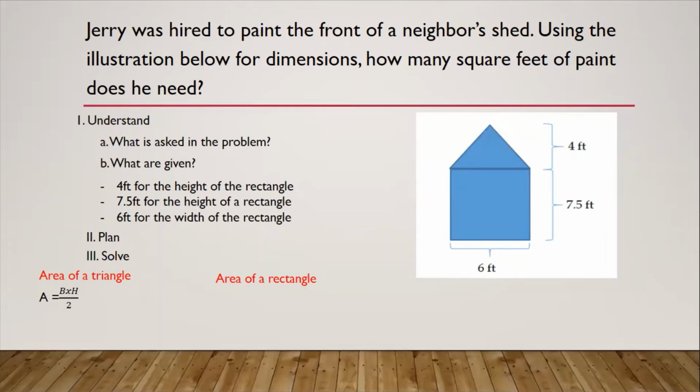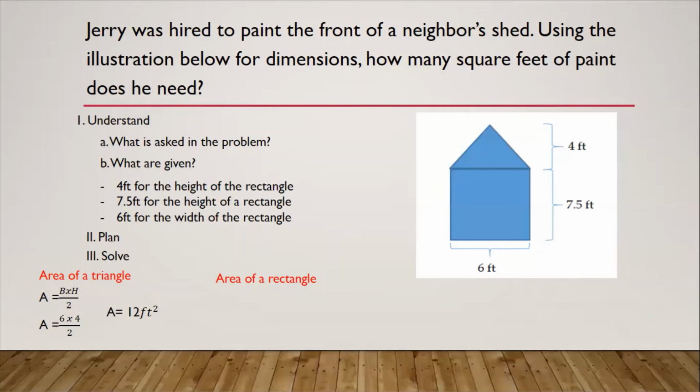Now this time, let us substitute the following. The base of our triangle, this is the base, and it's equal to the width of our rectangle, which is 6. And for our height, the height of our triangle here is 4. So 6 times 4, that is 24. 24 divided by 2, that is an area of 12 feet squared. So we're done with the area of the triangle.